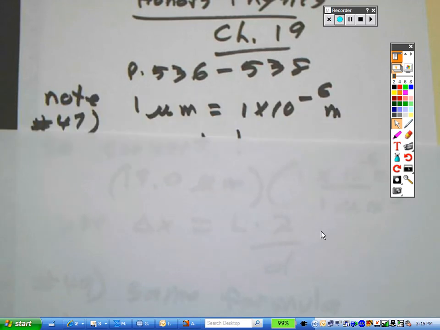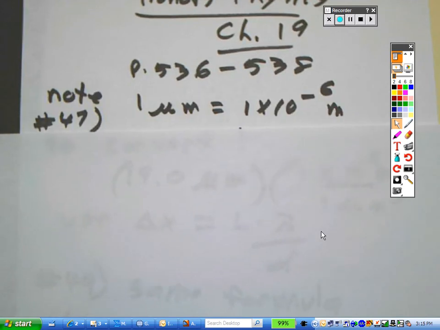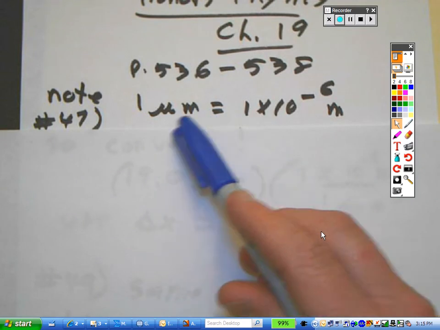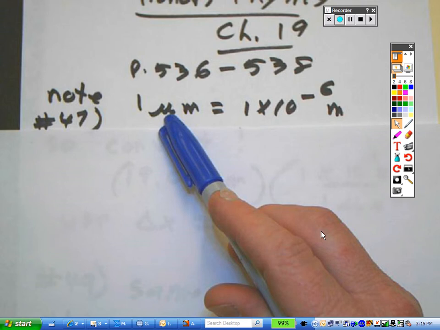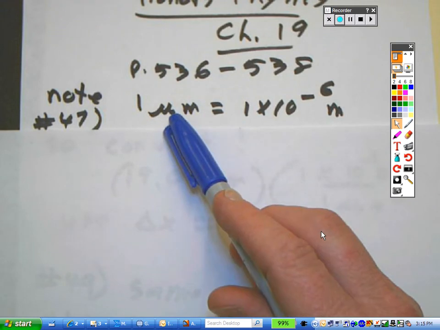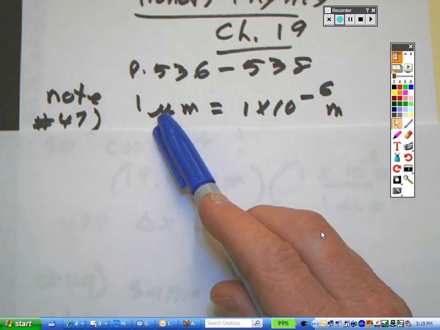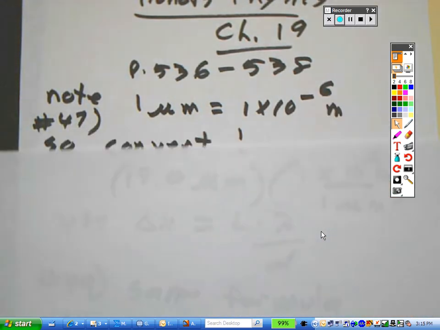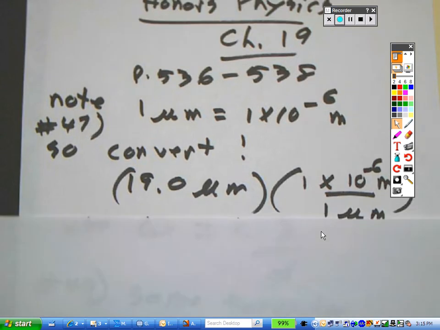The first thing would be your units need to be consistent. The formulas are relatively simple, but you need to have consistent units. So, for instance, in number 47, you see this is in micrometers. Micro means 1/1,000,000th. I like the conversion in the book: 1 micrometer equals 1 times 10 to the negative 6 meters, meaning that your conversion should go like this.